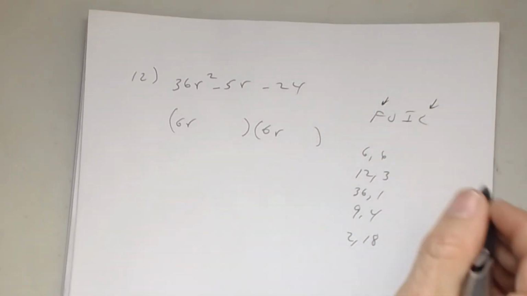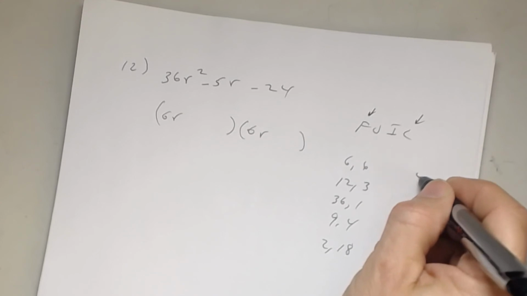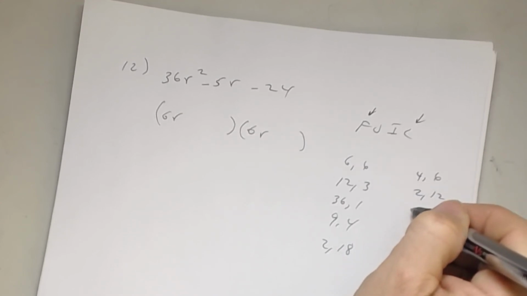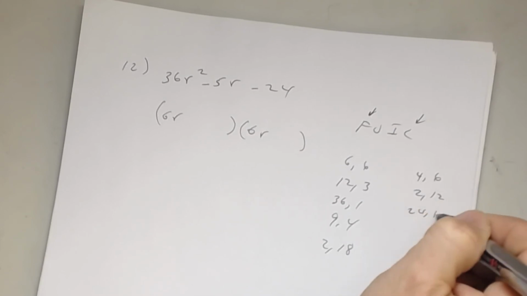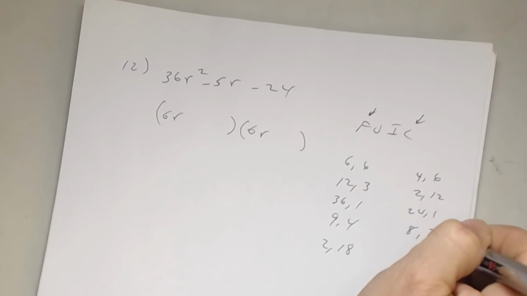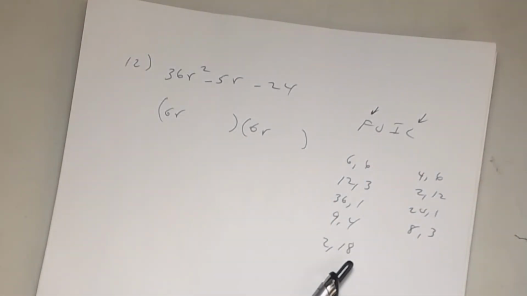Now let's do the L. What are the possibilities of 24? 4 and 6, 2 and 12, 24 and 1, right? And that's about it. 8 and 3. All right, now, here's the situation we're in.